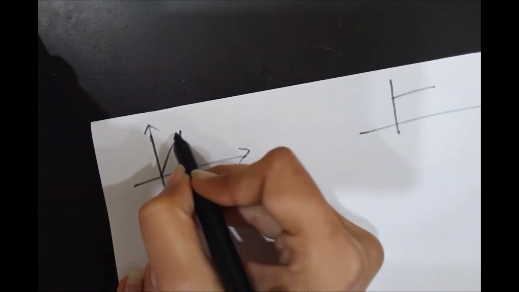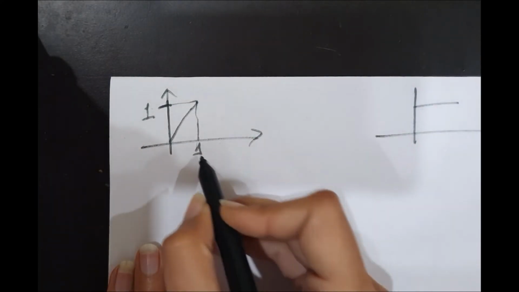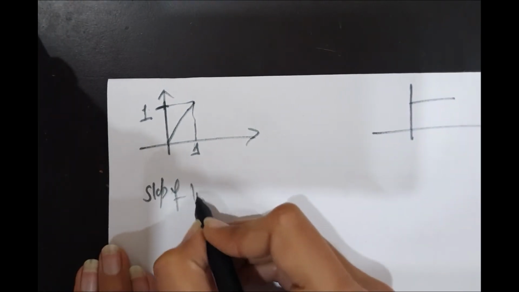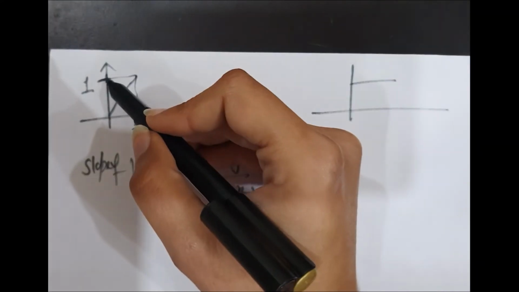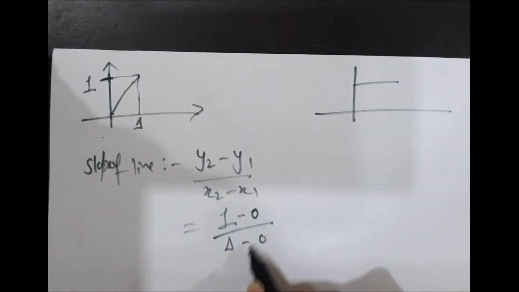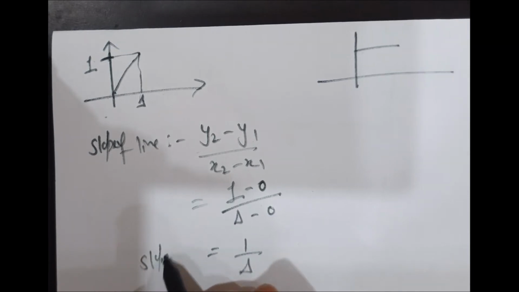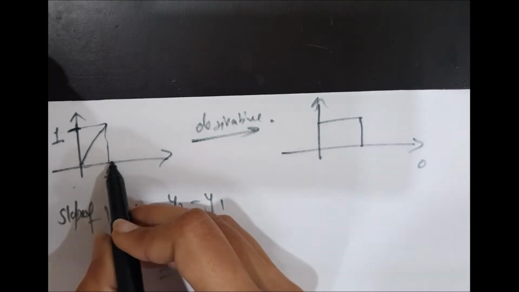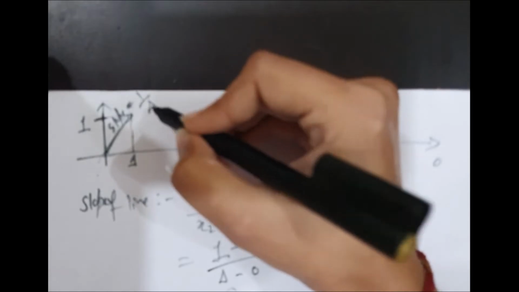Suppose this is delta and this is 1. So how do we find the slope of a line? It is y2 minus y1 upon x2 minus x1. For that, 1 minus 0 upon delta minus 0. It will come out to be 1 upon delta. So the slope of the line comes out to be 1 upon delta. Here it's till delta, and this slope is 1 upon delta.